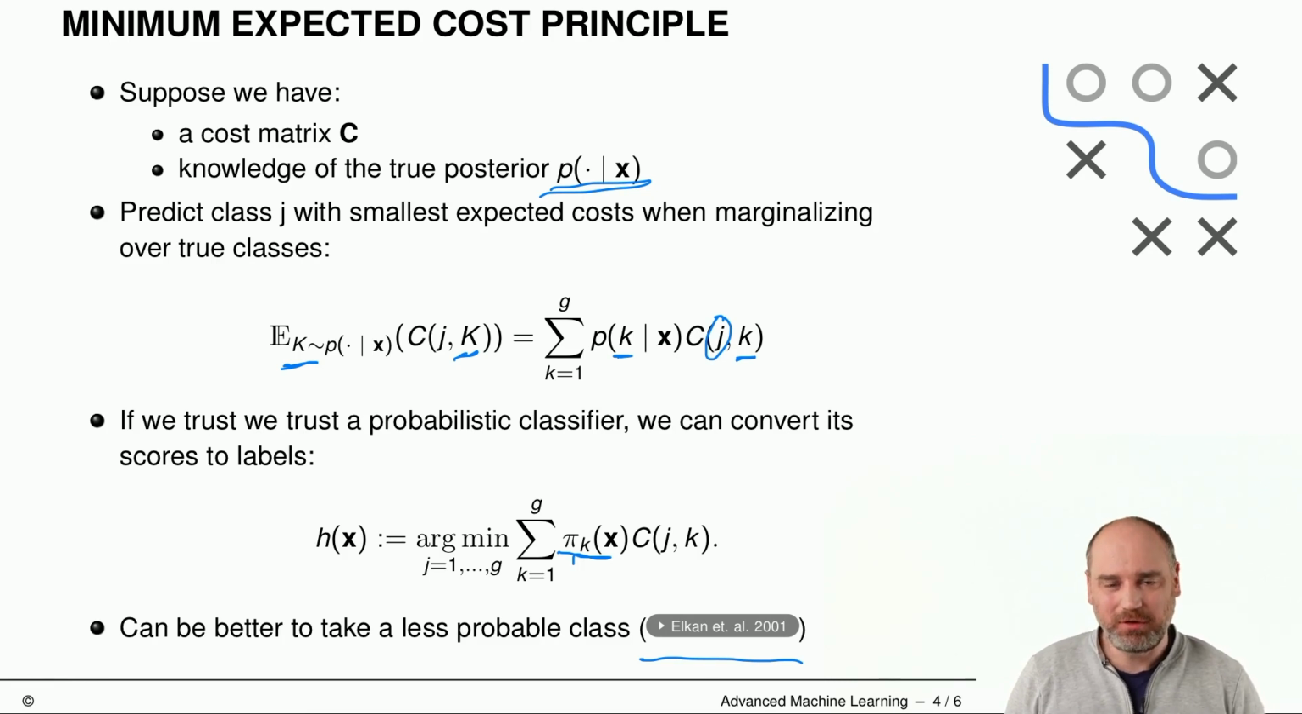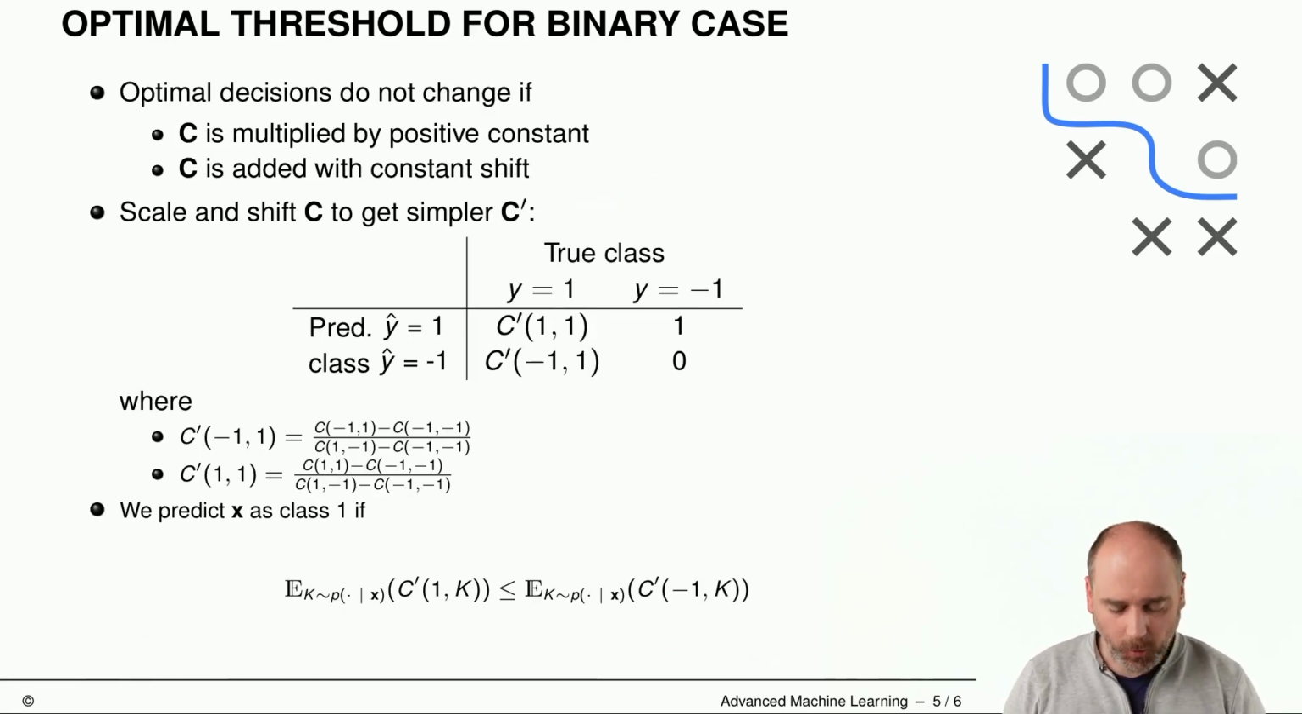But just to make you aware of that fact, it can actually happen that we would select a class which does not have the highest posterior probability, but which is cost optimal under this MECP principle here. Can we now also turn this into a direct computation of an optimal threshold, at the very least in the binary case?